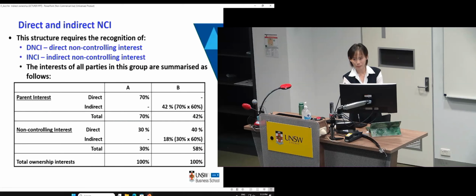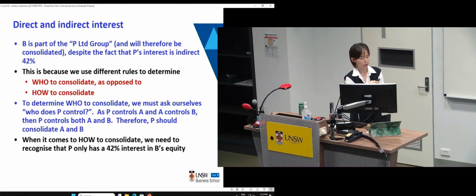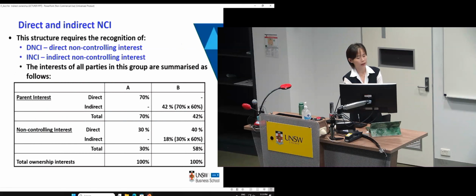So that's why the terminology minority interest we used in the past is not really appropriate, because 58% is not minority, right? It's not minority. But be careful, we use different criteria to decide who to consolidate as opposed to how to consolidate, right? So use control as the criteria to identify who to consolidate.